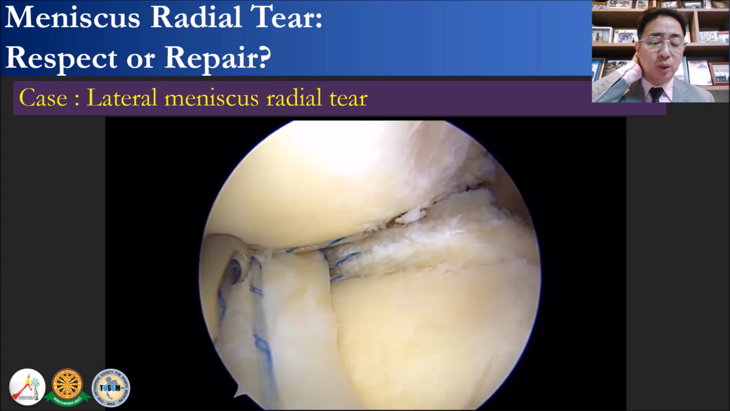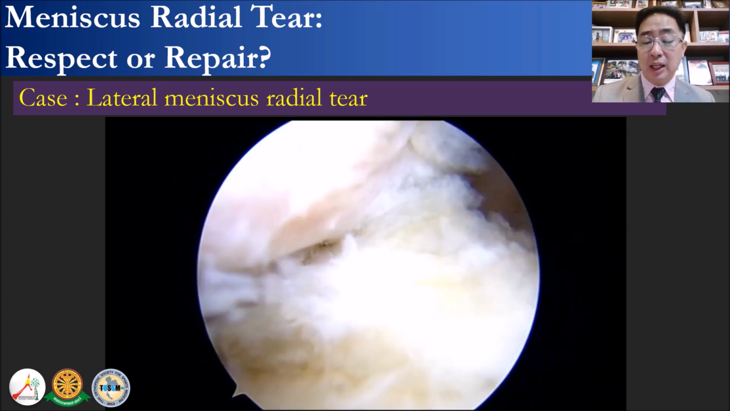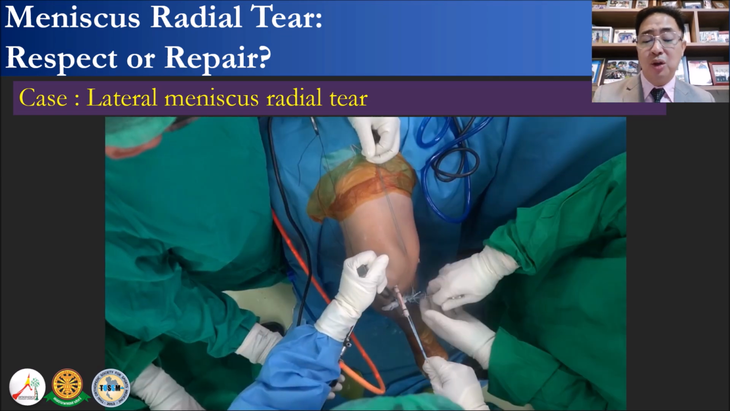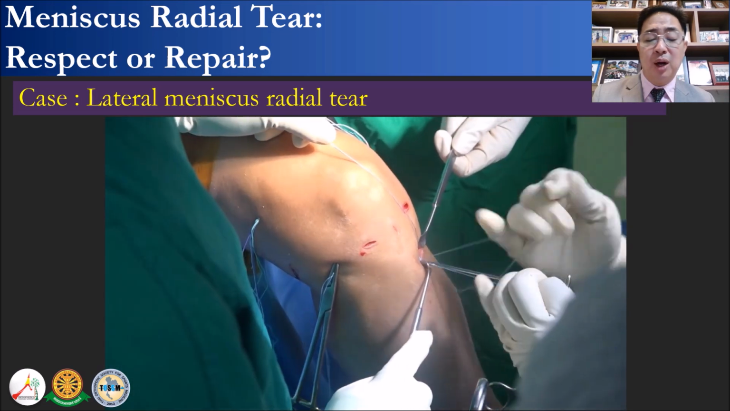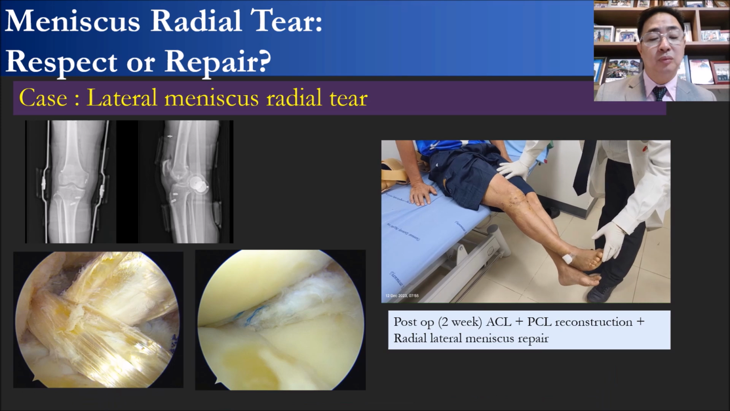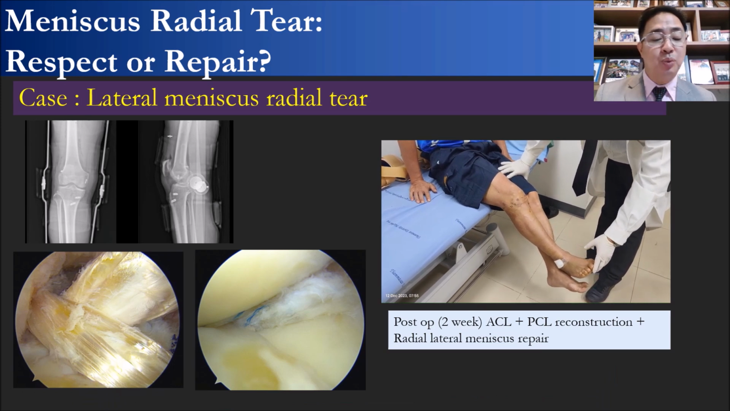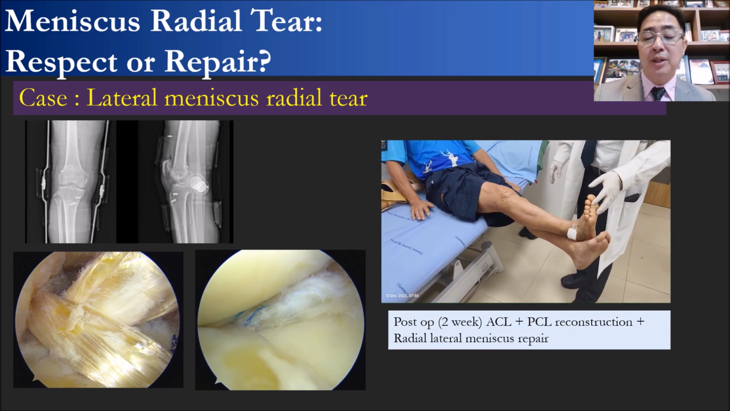So with a radial tear together with ACL or PCL reconstruction, the chance of healing is better because you get some marrow from the tunnel. And then I passed the ACL and PCL graft. So these are the intraoperative findings. We did the ACL and PCL reconstruction and radial tear repair. The patient is doing very well after the surgery.